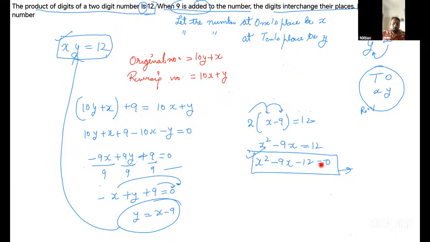Joshua, what are you asking? Why do we need the reversing number? Because it says that if 9 is added to the number, the digits interchange their places. Means the x will go at the y place and the y will go at the x place. That's why.